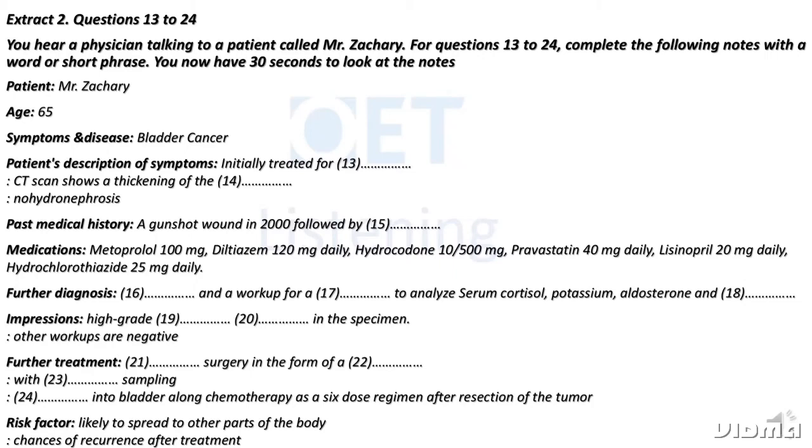No, doctor. So, I advise you to go for a bladder biopsy and a workup for a right adrenal lesion to analyze serum cortisol, potassium, and aldosterone and ACTH level measurement. Get this completed and meet me again with the diagnosis reports. Okay, doctor.